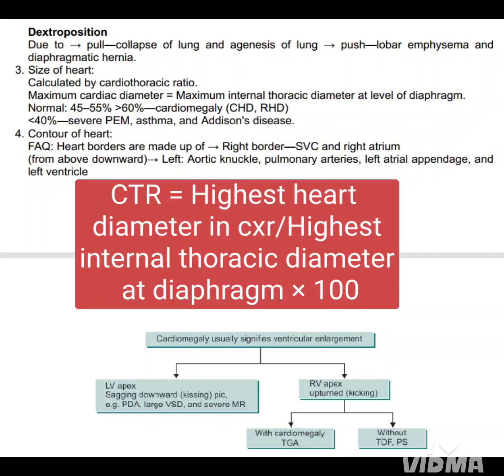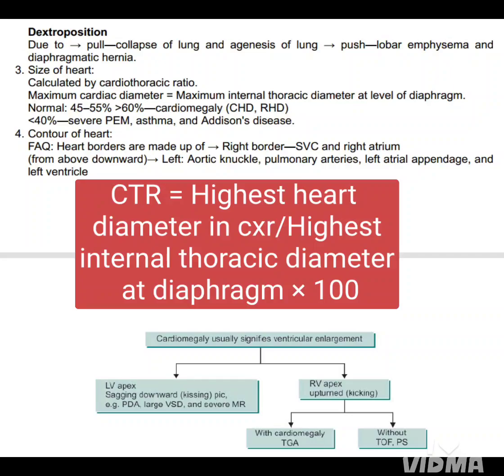Now the contour of the heart. The heart has two borders. One is the right border, which is made up of the superior vena cava and the right atrium from above downwards, and the left border, made up of the aortic knuckle, pulmonary arteries, left atrial appendage and left ventricle. Cardiothoracic ratio is counted by the highest heart diameter in a chest X-ray divided by the highest internal thoracic diameter at the diaphragm level, multiplied by 100.